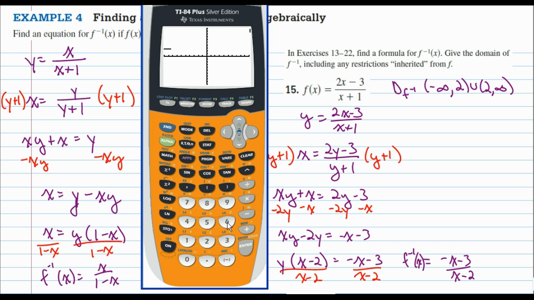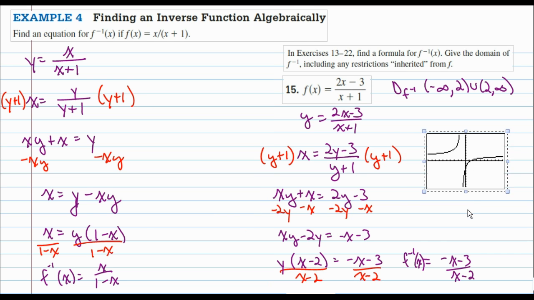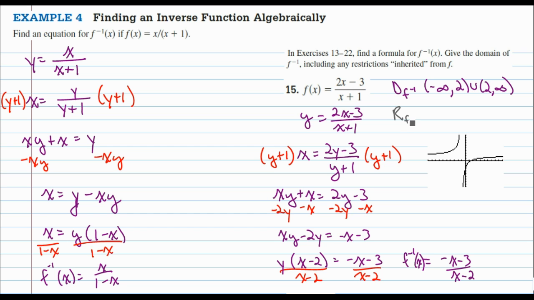Zoom 6. Now the range, I can see some sort of horizontal asymptote there that looks like it's about at positive 2. So since the range of f was negative infinity to 2 and 2 to infinity, I can be certain then that the domain of my inverse function is also the same.